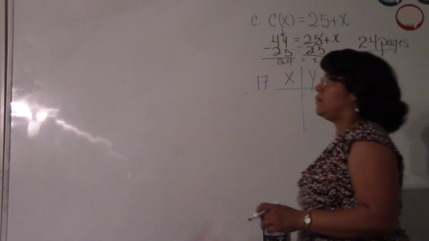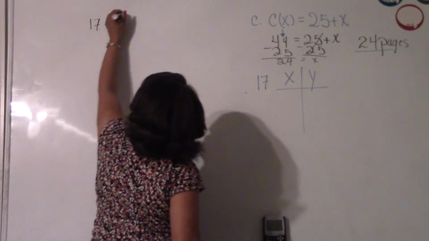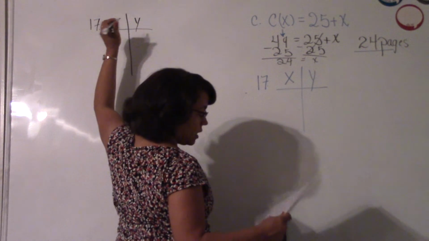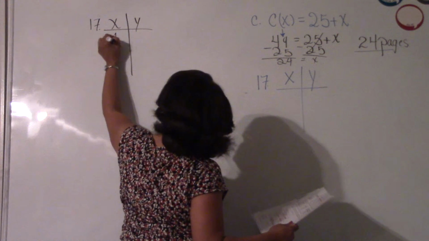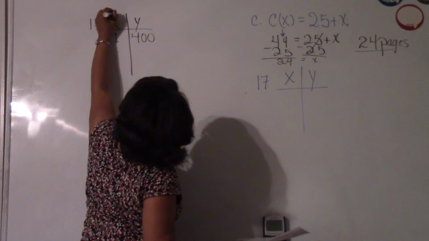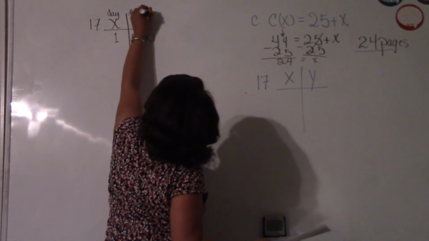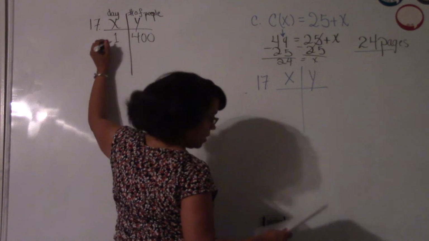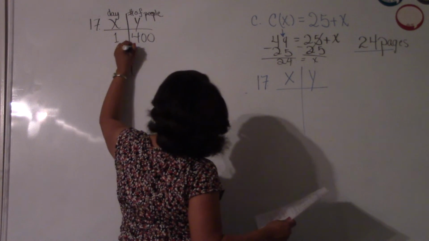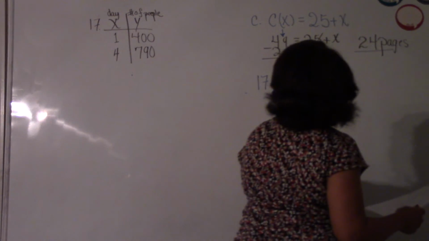So we've done quite a few problems where we've used tables, and we can do the same thing here. I'm going to move 17 over here to give us some more space. We can say on the first day, they said there were 400 people. So this is the day, and this is our number of people. And then they gave us the fourth day, we had 790 people. So think about what you would do with that.